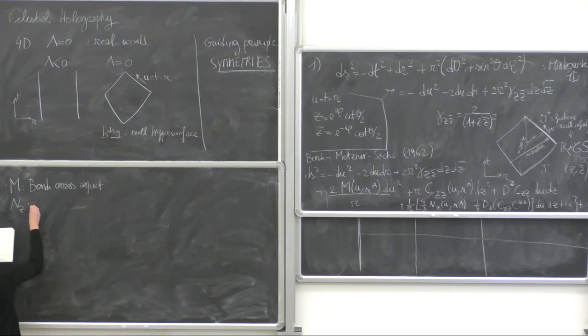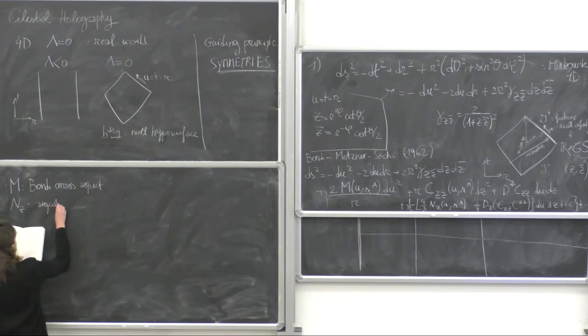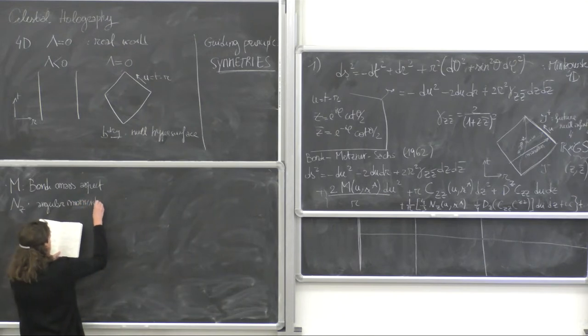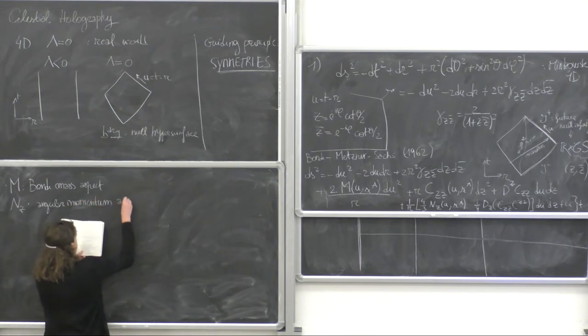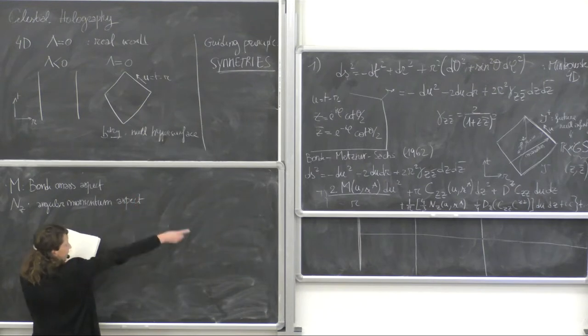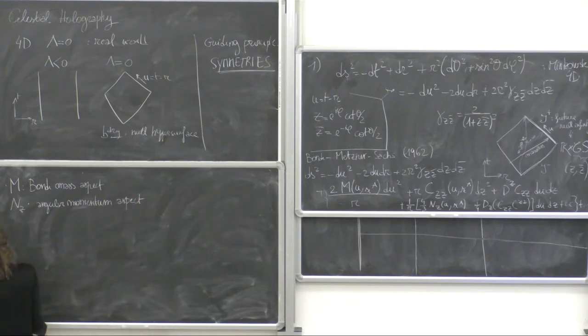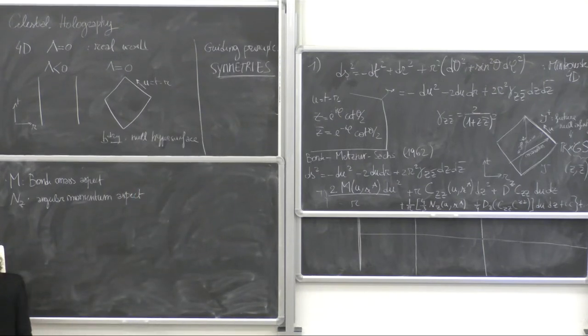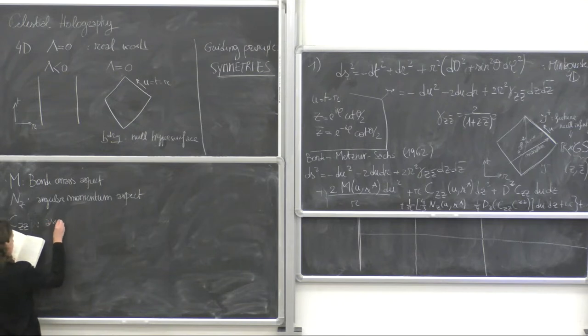Similarly, this N_z here is called the angular momentum aspect because it has to do with the angular momentum of the spacetime. There is also an N_z bar that I'm not writing, which is included in these complex conjugate terms. And finally, this function C here, which is also an arbitrary function of u and the angle, is the asymptotic shear.